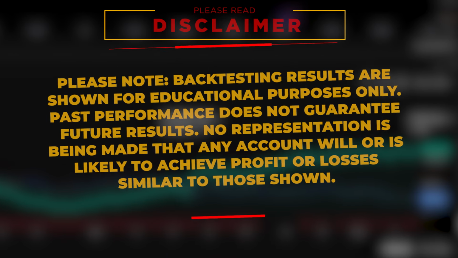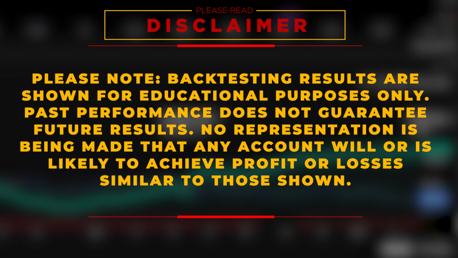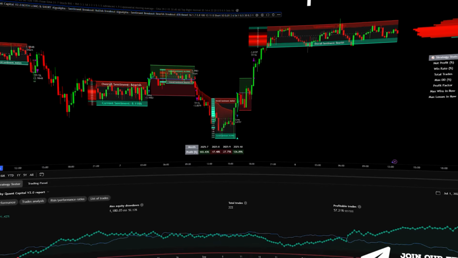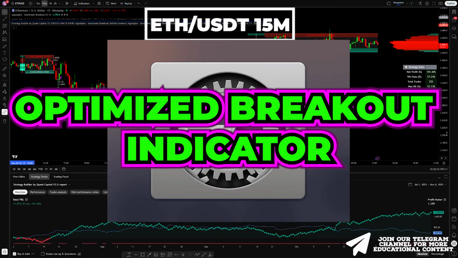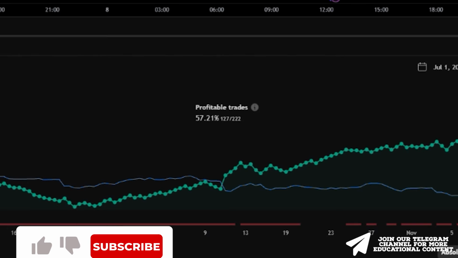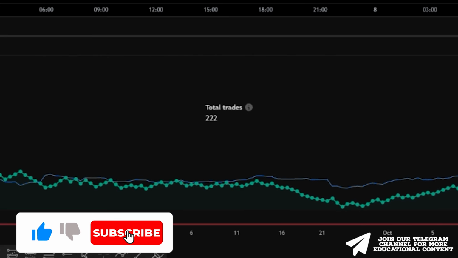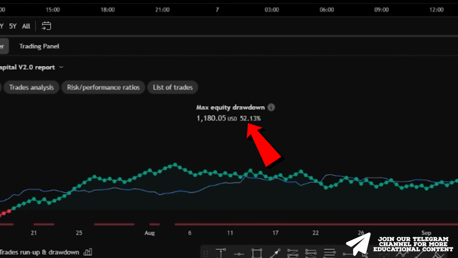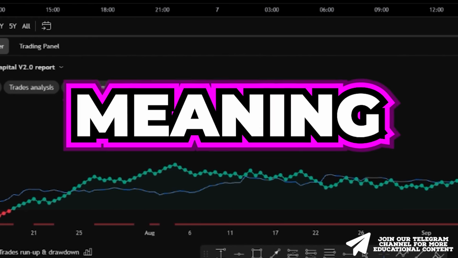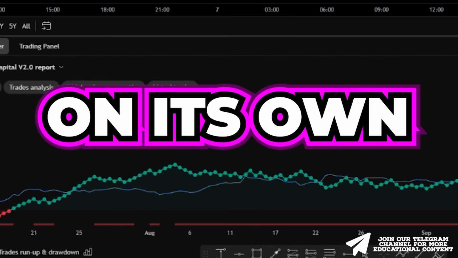Note that backtesting results are shown for educational purposes only. Past performance does not guarantee future results. Here are the initial results for Ethereum on the 15-minute time frame, using only the Breakout indicator. We have a relatively low win rate of 57%, a not bad net profit of 191%, but a huge max drawdown of 52%, meaning the indicator cannot be used on its own.